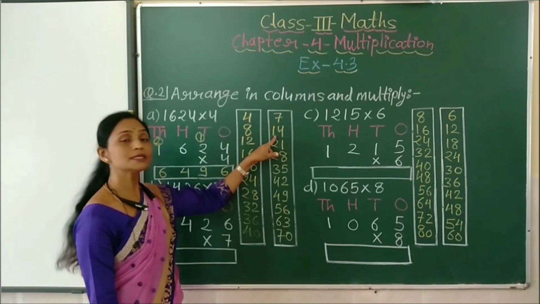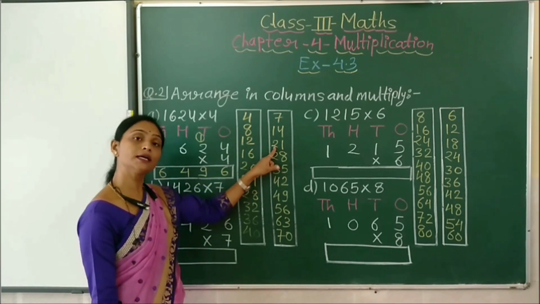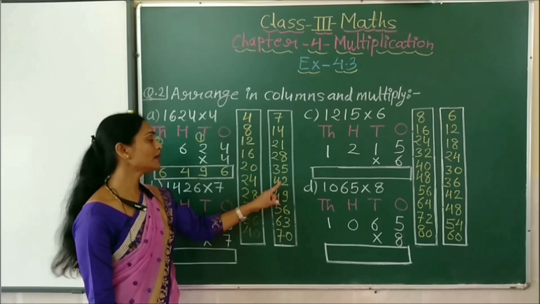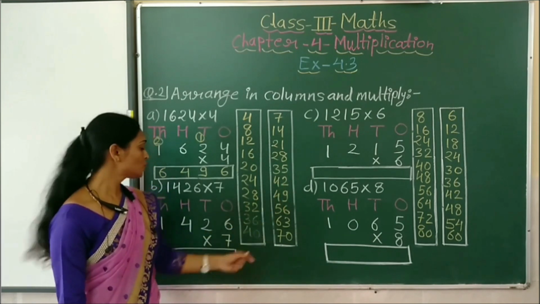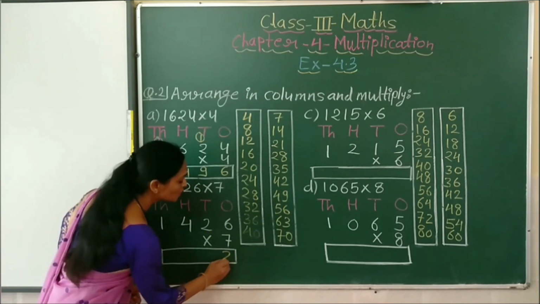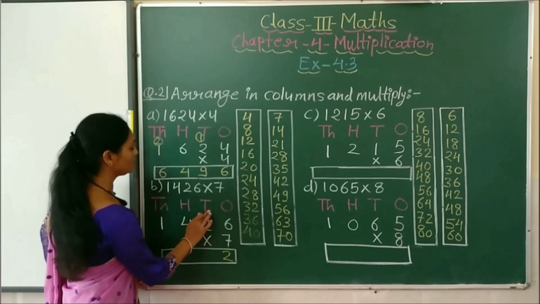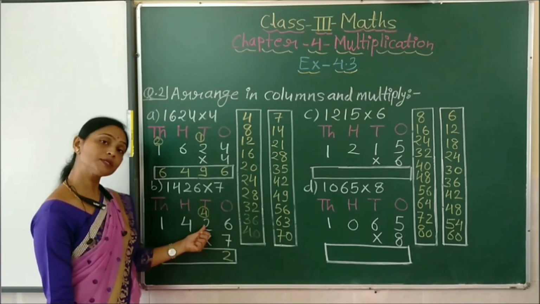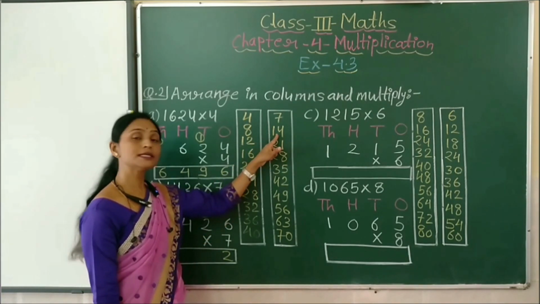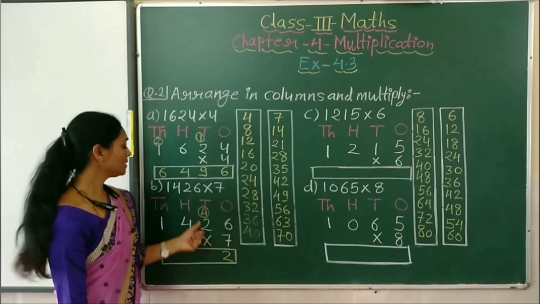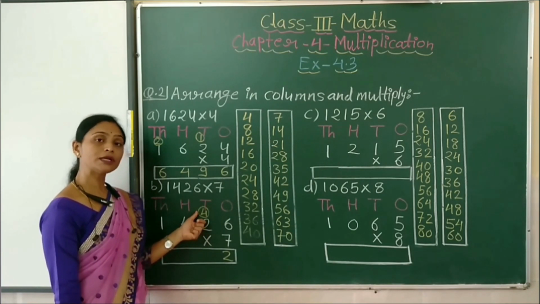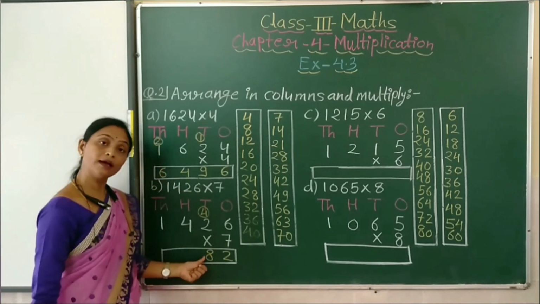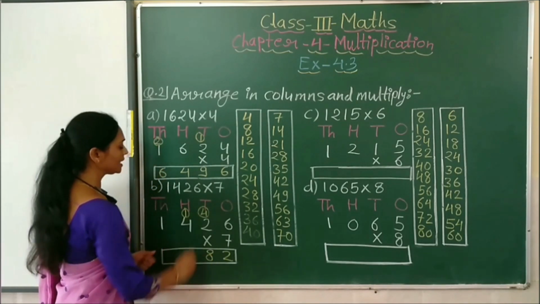7 ones are 7, 7 twos are 14, 7 threes are 21, 7 fours are 28, 7 fives are 35 and 7 sixes are 42. So we got here 42. So we have to write here 2 and 4 in the carry over. Now 7's table how many times? 2 times. 7 ones are 7 and 7 twos are 14. Then we have to add this 4 and 14. So 14 plus 4 how much? 14 plus 4, 18. So we have to write here 8 and again we got 1 carry over.